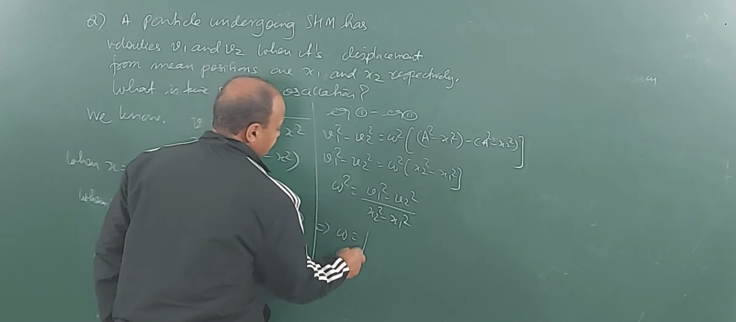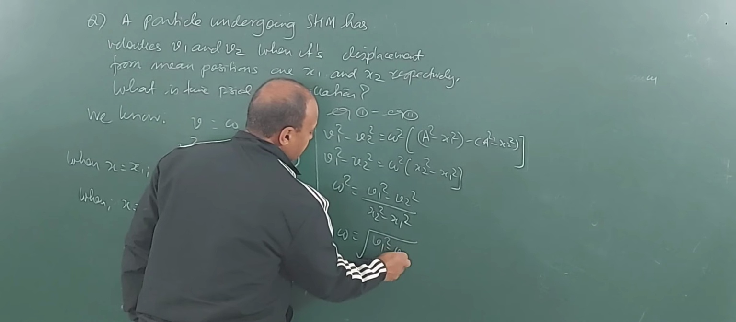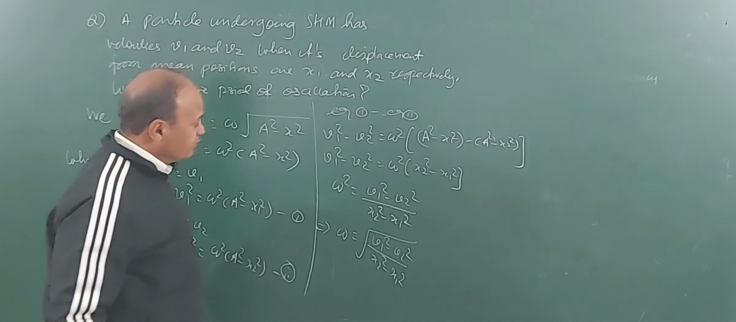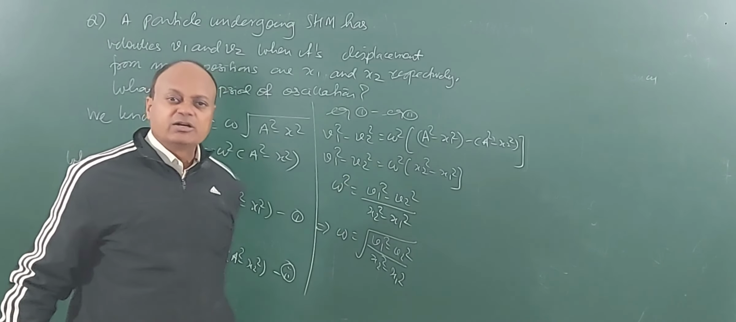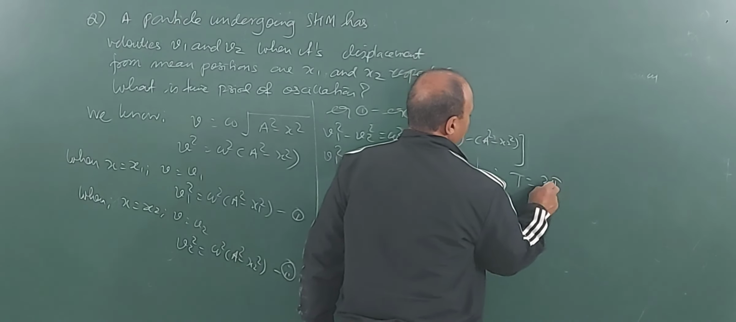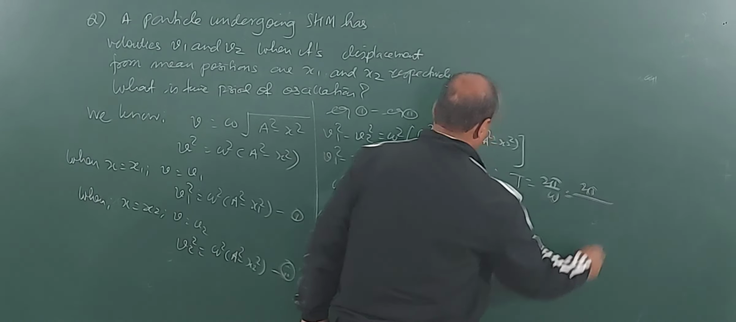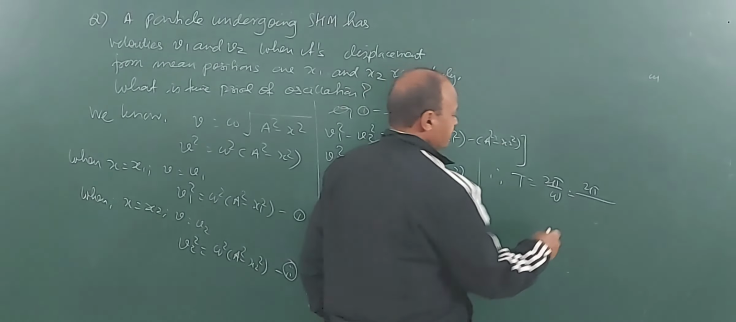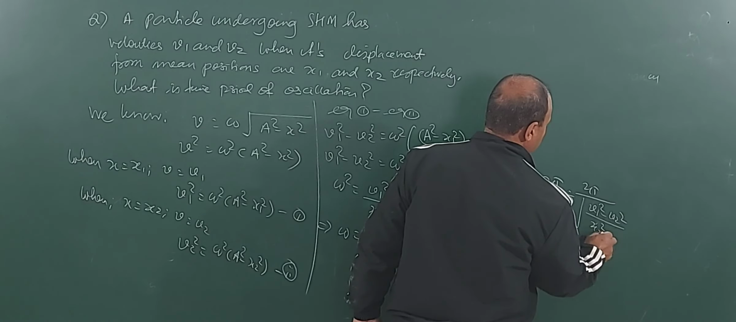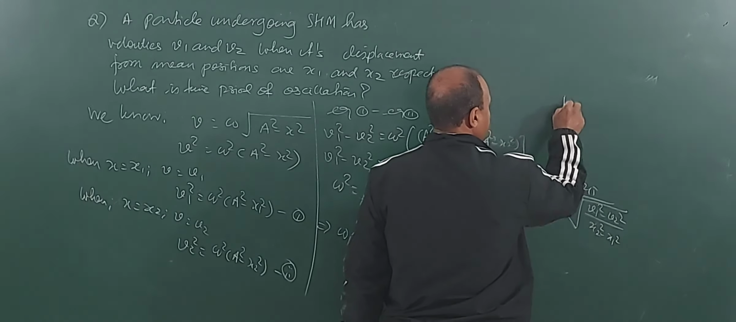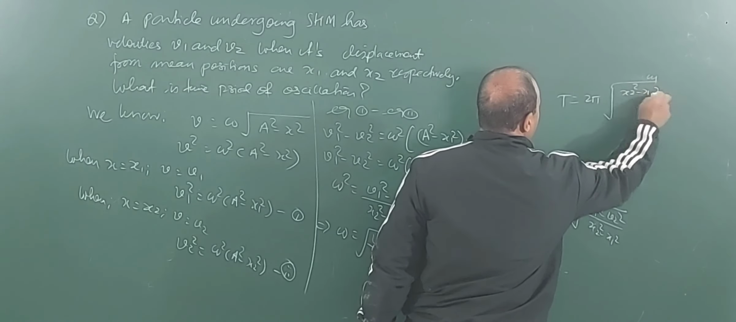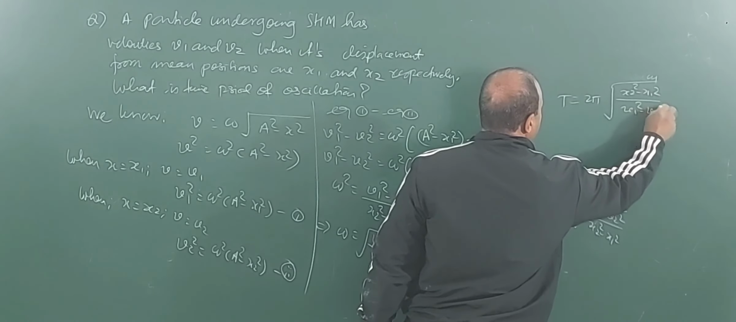Omega will be root over v1 square minus v2 square divided by x2 square minus x1 square. So, we calculated how much is the angular velocity omega, and once you know omega, therefore time period T is equal to 2 pi by omega, 2 pi divided by root over v1 square minus v2 square divided by x2 square minus x1 square. So, what is time period? 2 pi root over x2 square minus x1 square divided by v1 square minus v2 square.